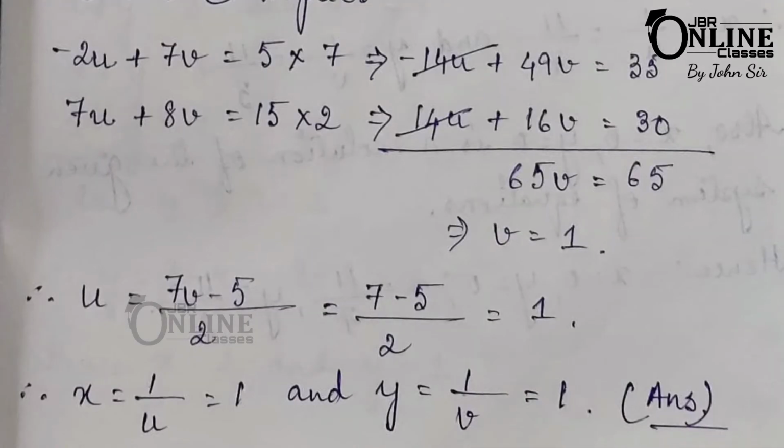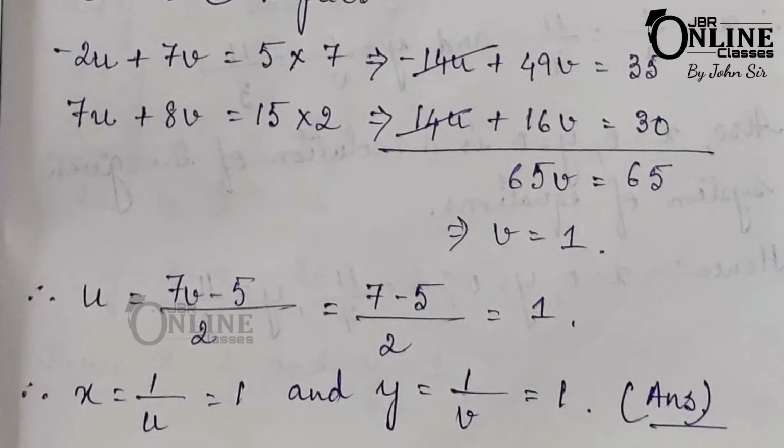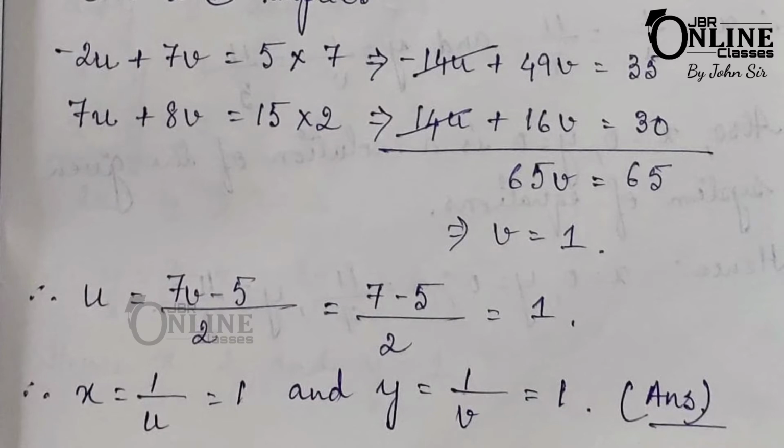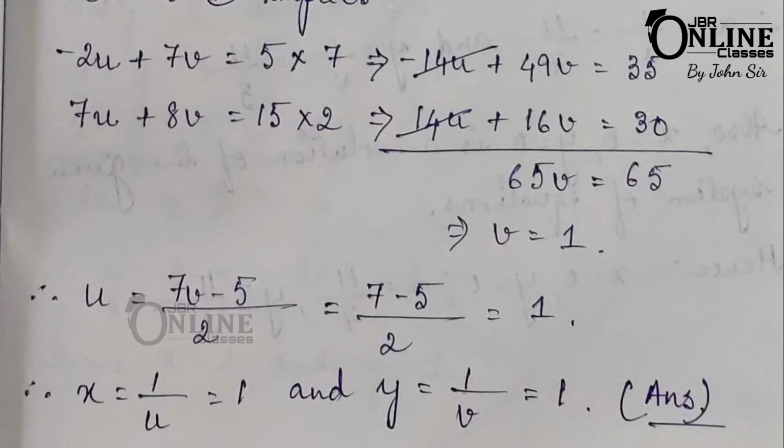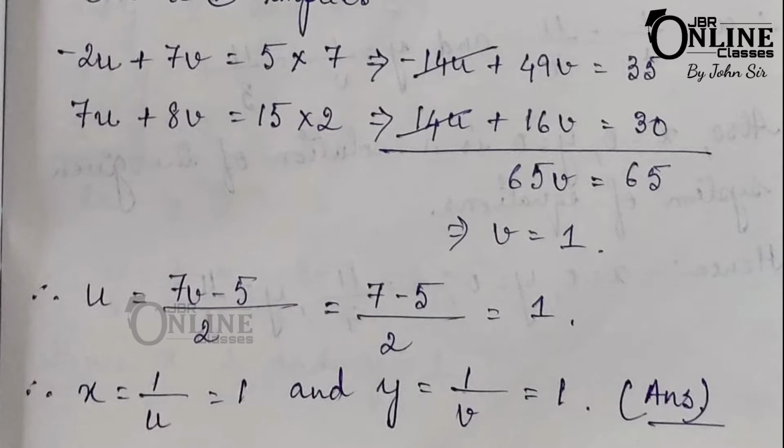Now as v equal to 1, then you can find out the value of u, and here u equal to also 1. Now as let x equal to 1 by u, that means if the value of u equal to 1, then x equal to 1 by 1 that equal to 1, and y equal to 1 by v, and the value of v equal to 1, then y equal to also 1.